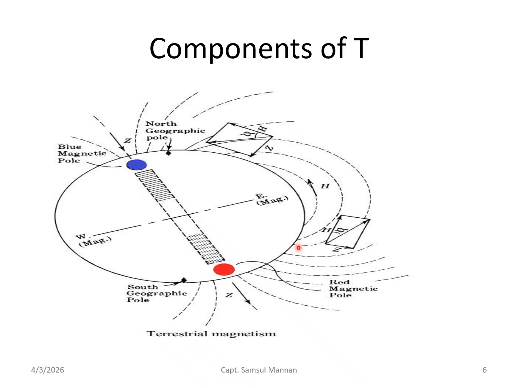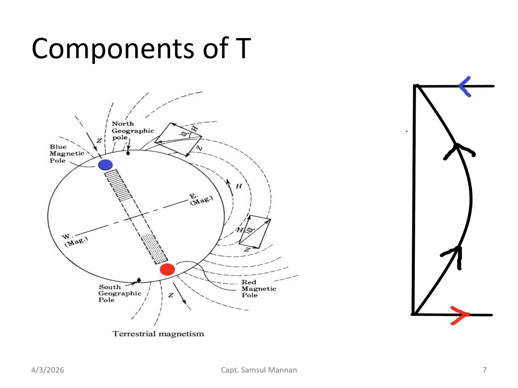So if it follows this direction, if we divide that vector into two components, one will be the horizontal component and another will be the vertical component. That vertical component will act upwards in the southern hemisphere, and it will act downwards in the northern hemisphere, right? And the horizontal component will always act from south to north, right? We can see that it is acting from south to north, right?